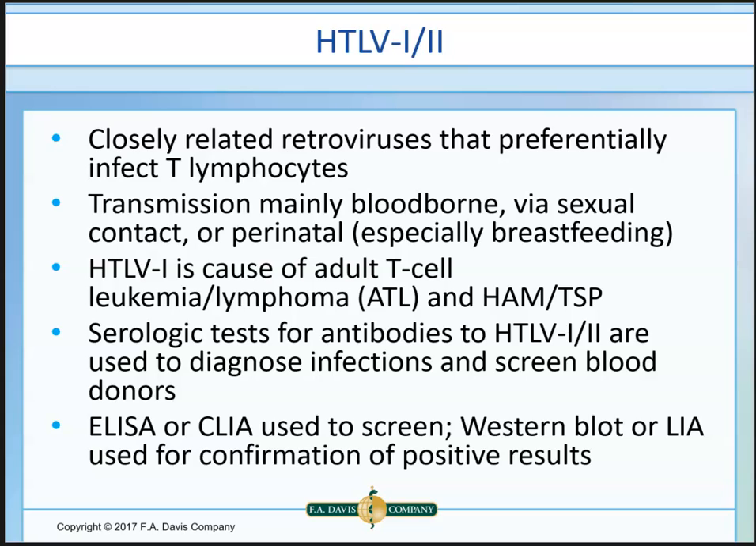So serological tests for antibodies to HTLV-1 and 2 are used to diagnose it. We screen all blood donors for this. The typical method is the ELISA method, enzyme-linked immunosorbent assay. If that's positive, then you can do Western blot.